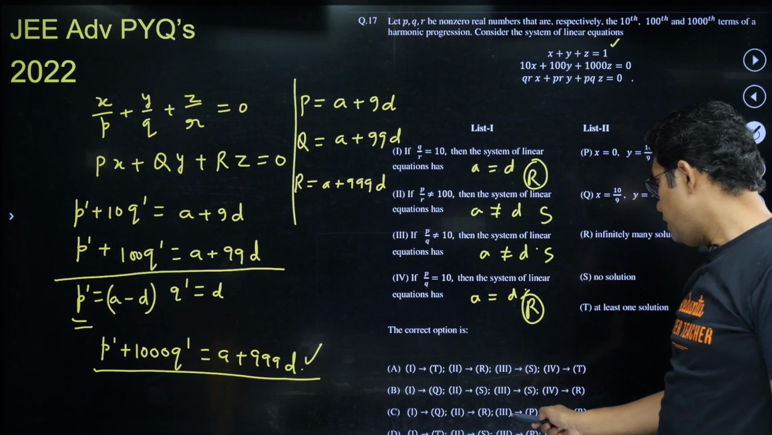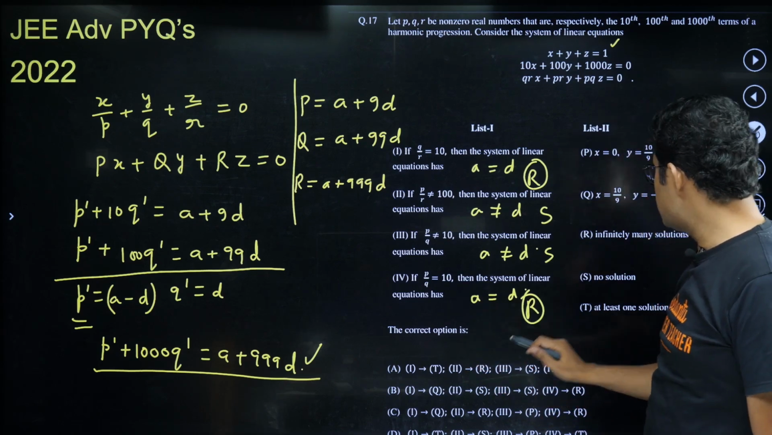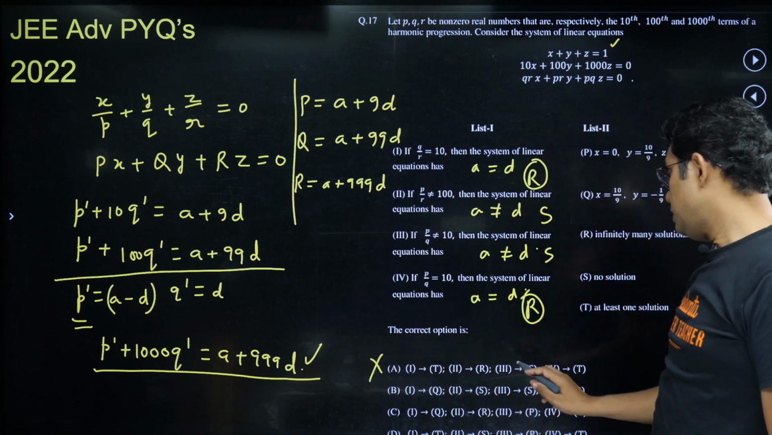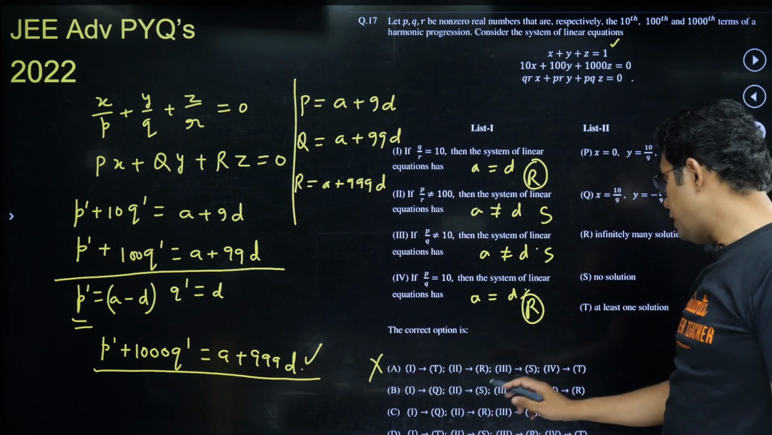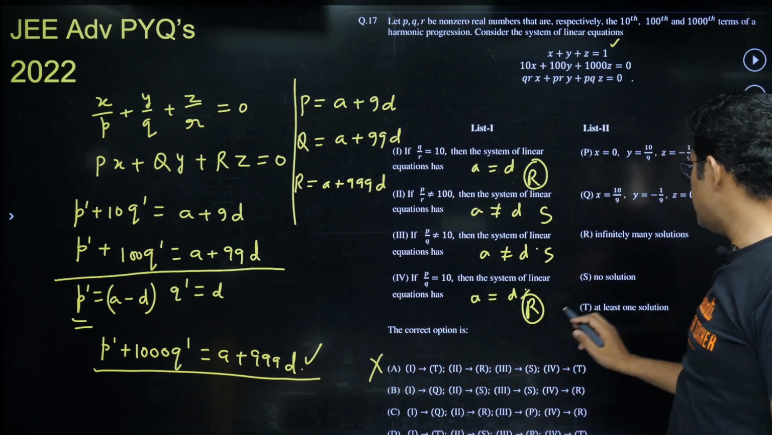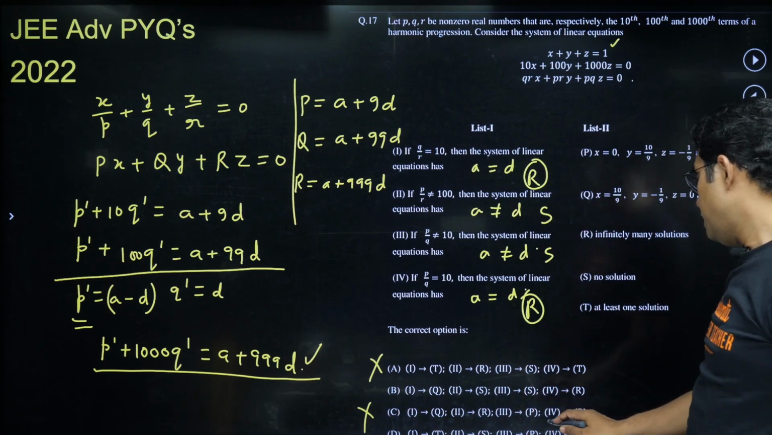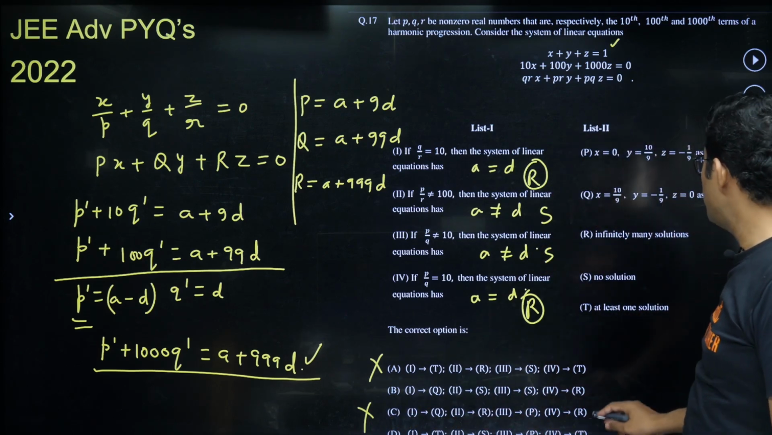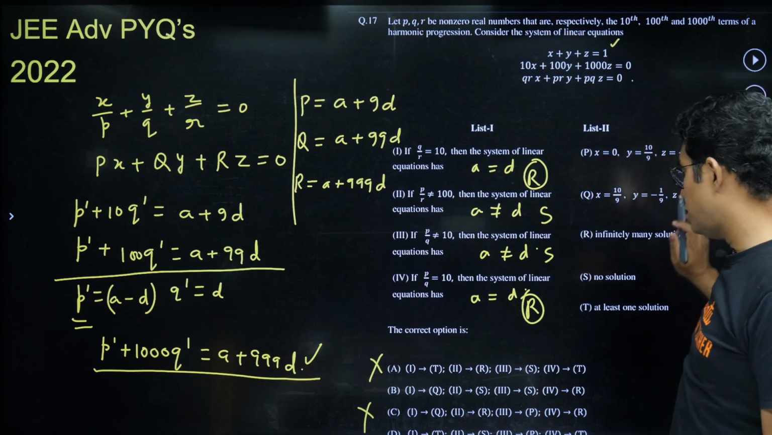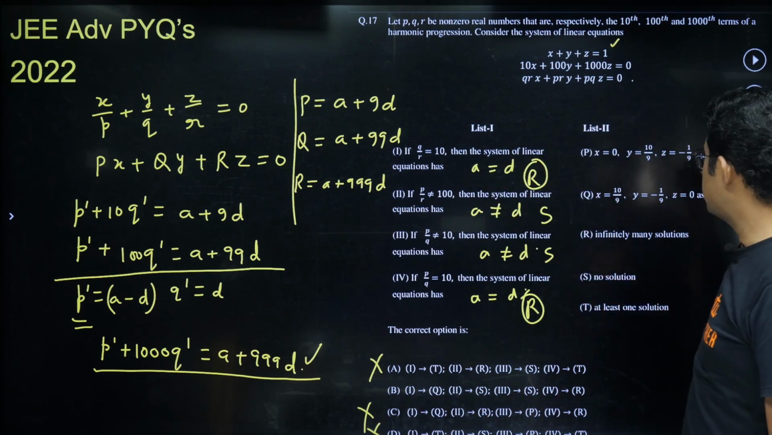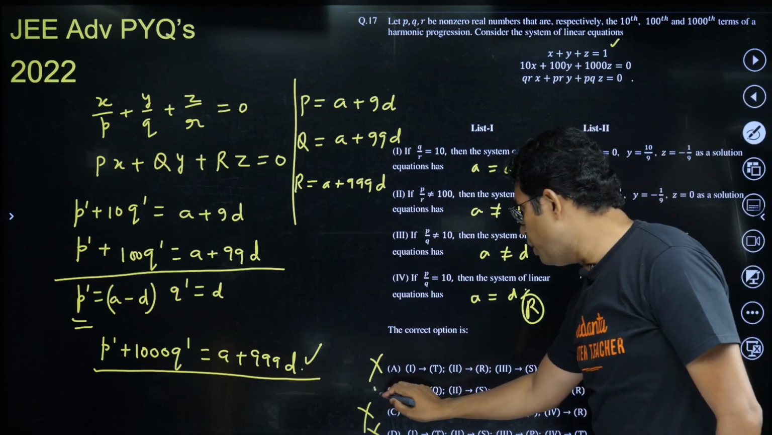You can see in the first option, second is matched with R. R means infinite solution, so this option is wrong. In second, third, there is S, S. Let me check for C also. Second one is matched with R, so this is also wrong. Third one, last one. Second is S, third is P. Third is P means it has a solution. I think this is also not true because no solution means no solution can be there. This can also not be the solution. So only the B option is there.